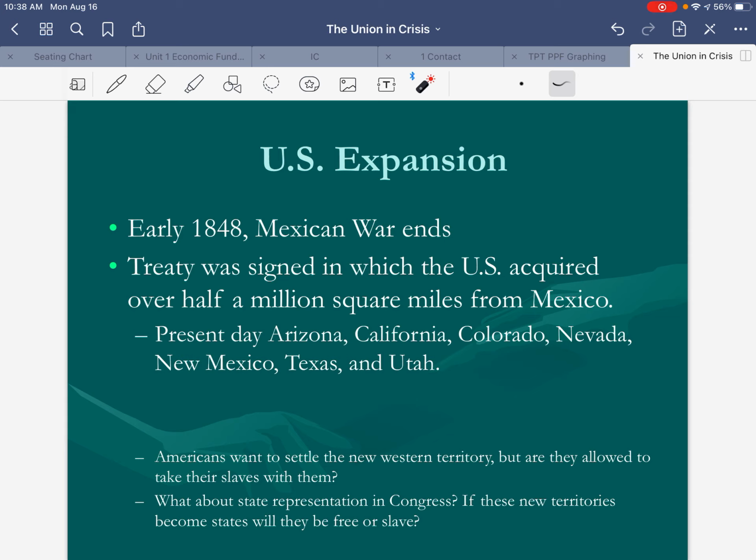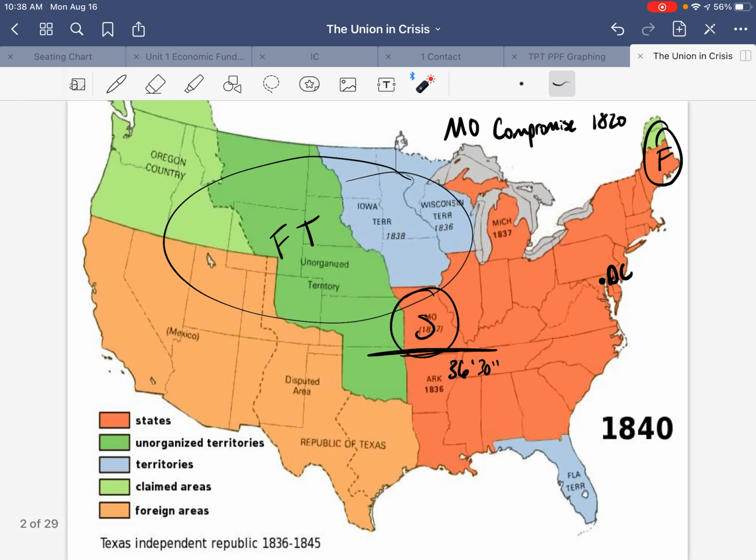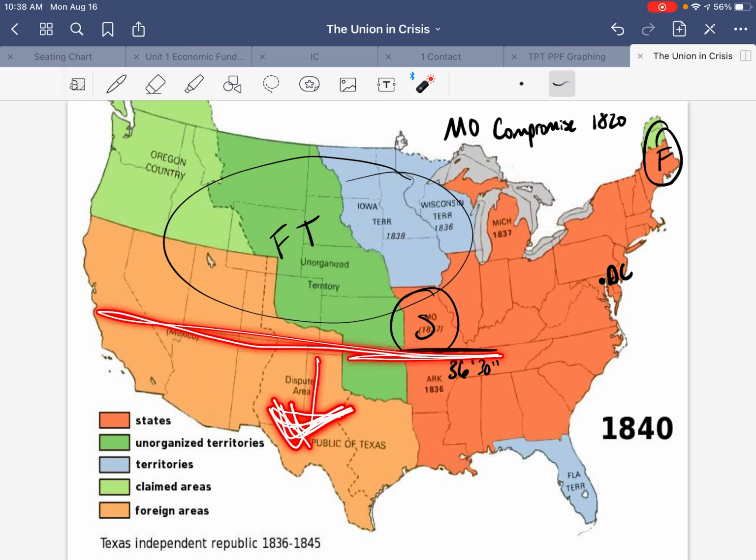And the U.S. gets so much land from Mexico. So all of these southwestern states, present-day states, was territory that America gained, and it wasn't a state yet. Arizona, California, Colorado, Nevada, New Mexico, Texas, Utah, all of that. And remember, under this law, the line, everything below that line needs to be slave territory or slave states, and everything above it has to be free territory or free states.